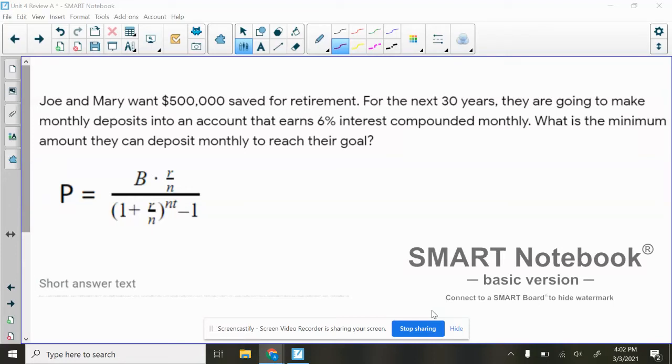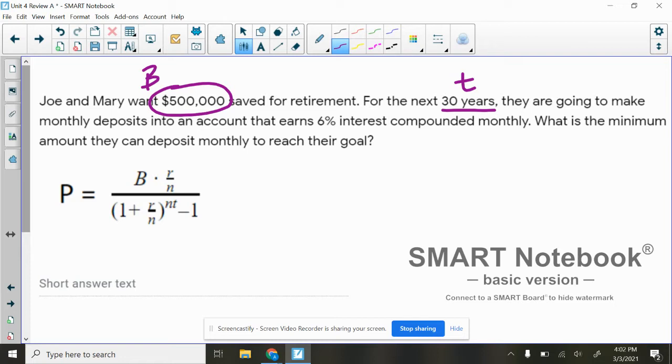Okay, you guys, this is the last question. It looks almost identical to question number 9, just with a slight difference. So obviously you can see that the formula is different. Joe and Mary still want that $500,000, which is the account balance that they want for retirement. So they're going to save over the next 30 years. That is our time value.